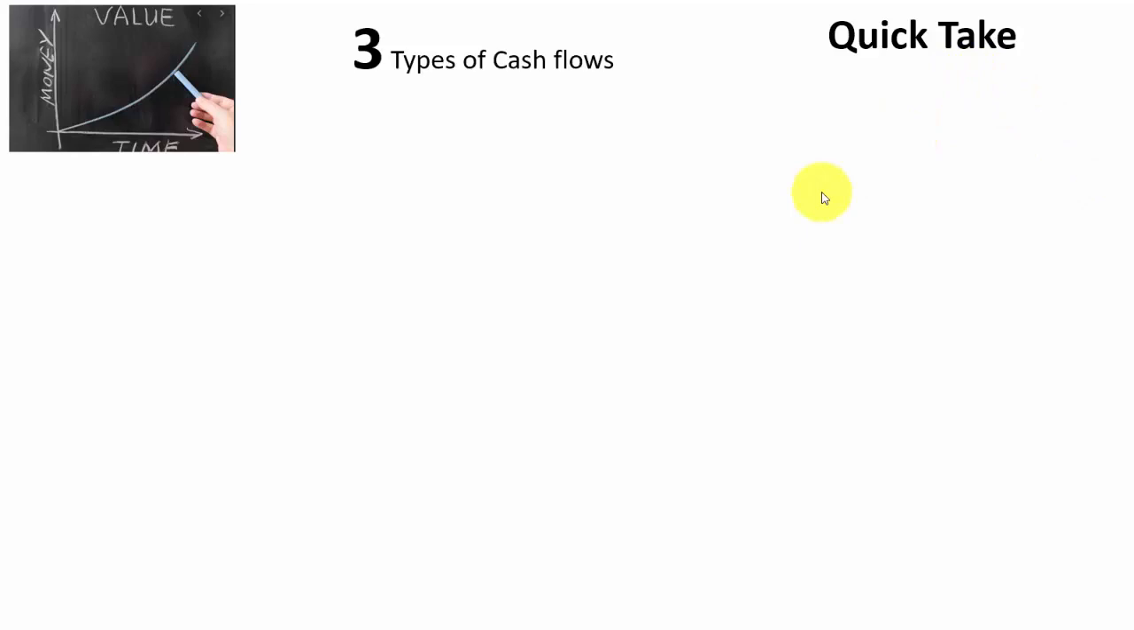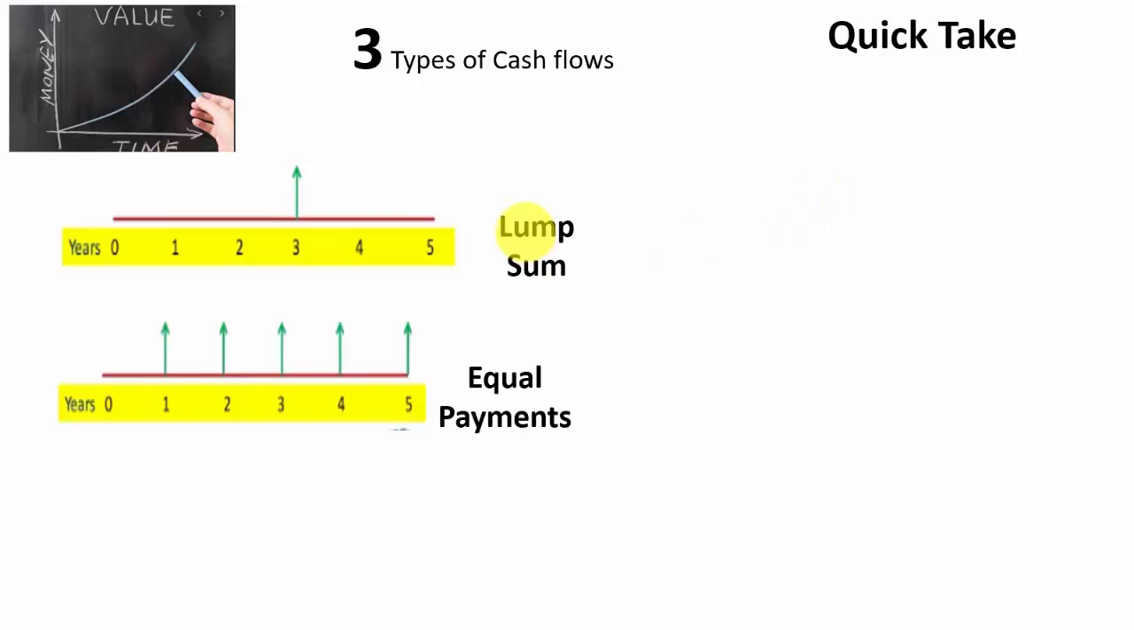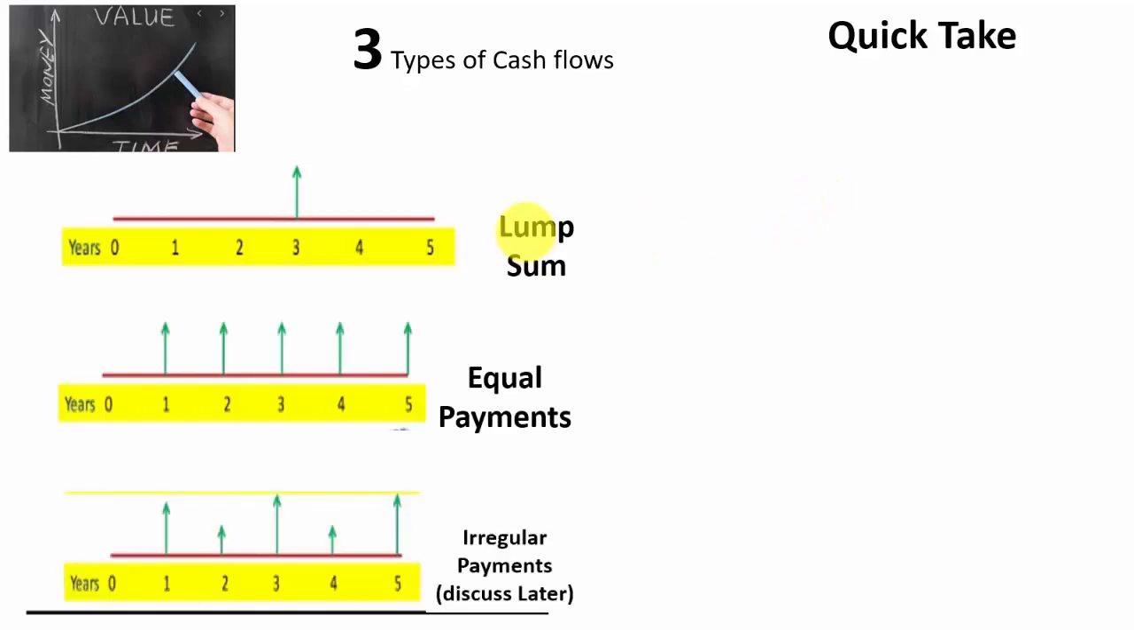There are three types of cash flows: a lump sum, equal payments, and irregular payments that are different amounts for different periods, and we'll discuss this later. Now, there are four simple table formulas in the back of your book, or sometimes you can see these on a calculator or on the internet. For the purposes of these questions, we're always going to know three parts of the formula and be trying to find the fourth part.